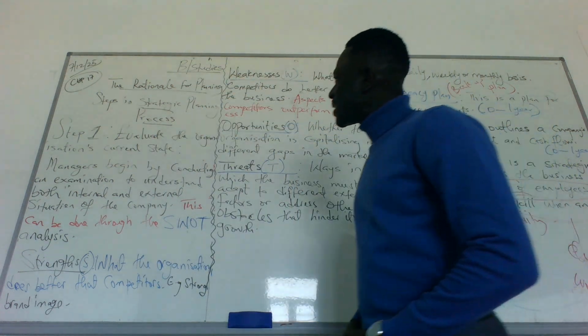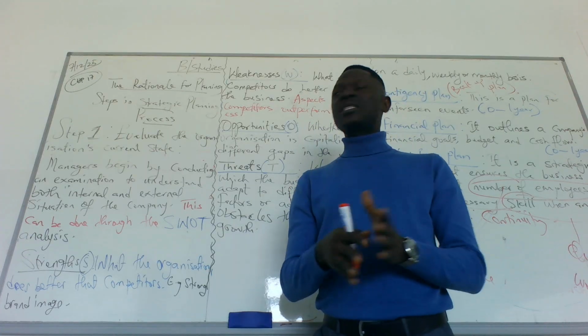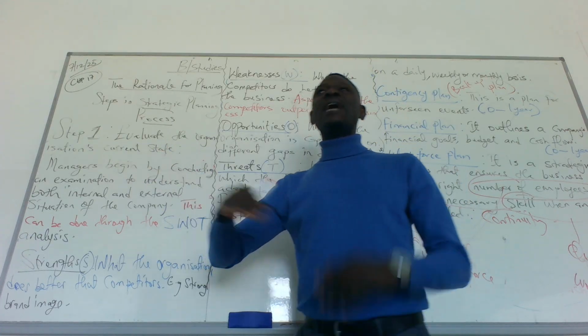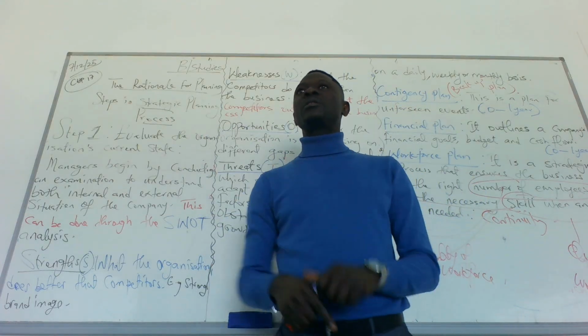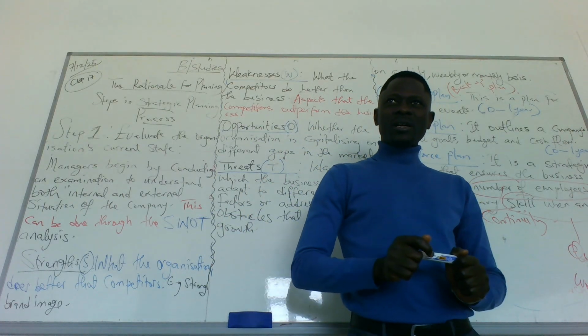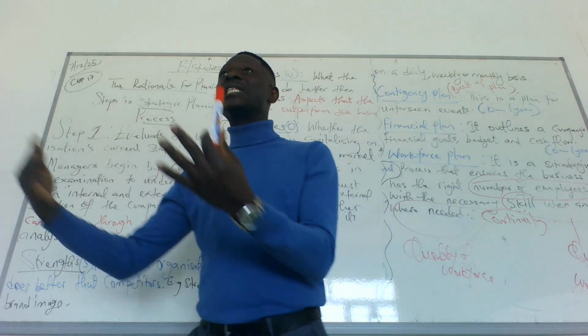So we're still on strategic planning. So what are the steps in strategic planning? The first step towards strategic planning is evaluation. As a business, you have to evaluate your current situation. Do you get my point here or not? You're a business. You're making a strategic plan.